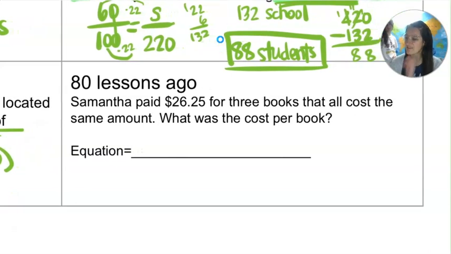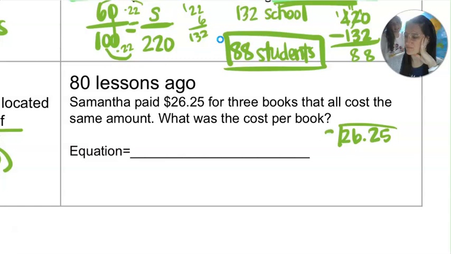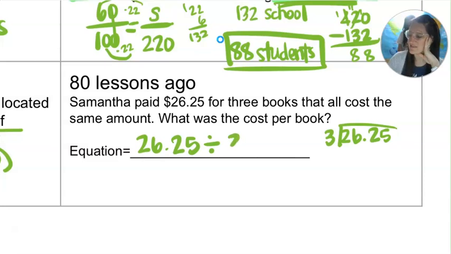Last one. Samantha paid $26.25 for 3 books that all cost the same amount. What was the cost per book? You need to divide that by 3. Good job. How do you know that? Because it said Samantha paid $26.25 for 3 books. Doesn't even say what to do with it. Oh, yeah, it does. What was the cost per book? Okay, so that's going to be 3, 6, 9, 12.